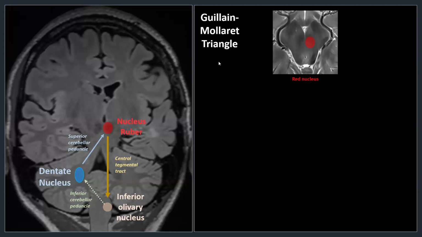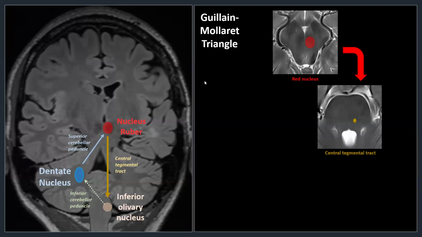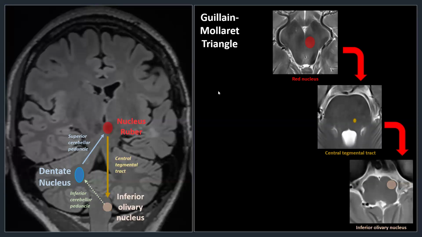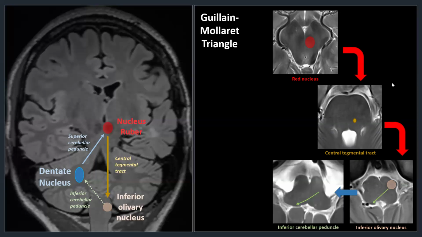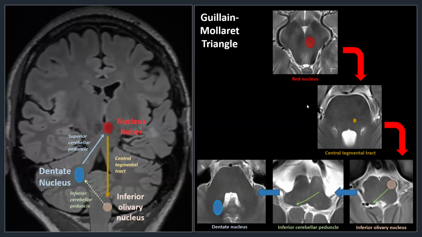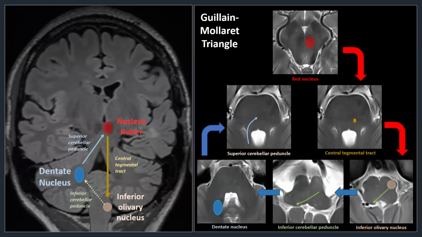Let's look at these structures on axial images. So we have the red nucleus, which is connected with the inferior olivary nucleus through the central tegmental tract. So this is all located on the same part of the brainstem. Then fibers leave the inferior olivary nucleus and go to the other side through the inferior cerebellar peduncle. So they enter the contralateral cerebellar hemisphere, they go to the cortex, and from the cortex back to the dentate nucleus. And then information is sent from the dentate nucleus through the superior cerebellar peduncle to the contralateral red nucleus.